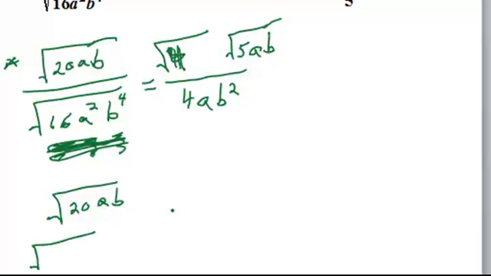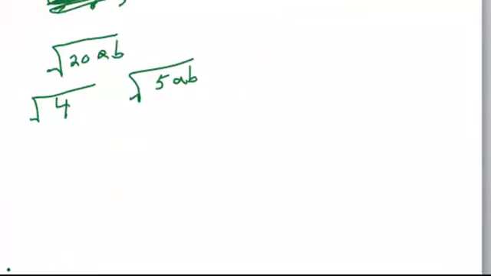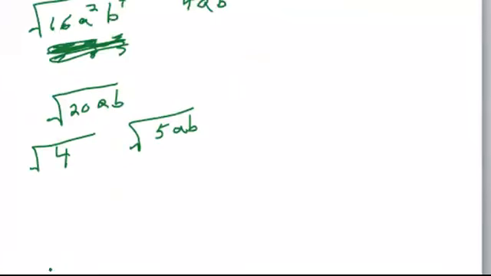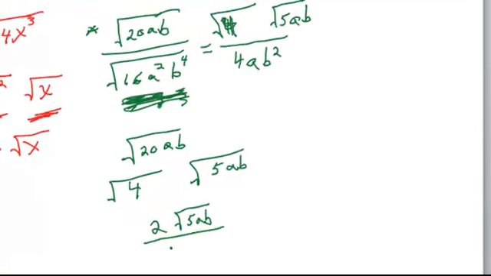So now we have our perfect squares. What's left? Well, we said 4 is a perfect square, 5 is left, and we said the a and b go here. What do I wind up with now? 2 what? You said it wrong, but I think you meant it right. 2 radical 5. Okay. You get 2 square root of 5ab over 4ab squared.